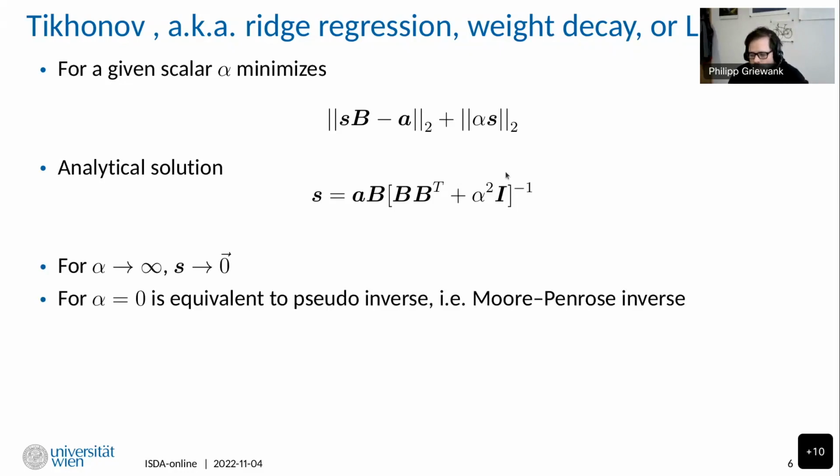But just to illustrate it a bit more, in the case that we would let this alpha value go to infinity, the second of these two L2 norms would dominate, and then the sensitivity would just become a 0 vector. And on the flip side, if you let alpha go to 0, then it becomes equivalent to the pseudo inverse, also known as the Moore-Penrose inverse.